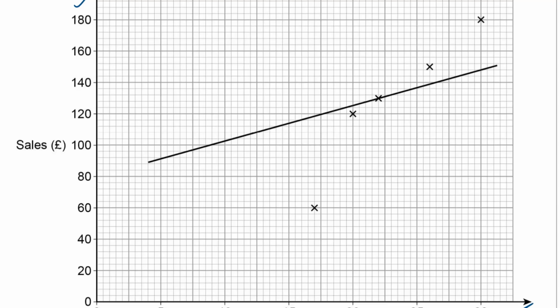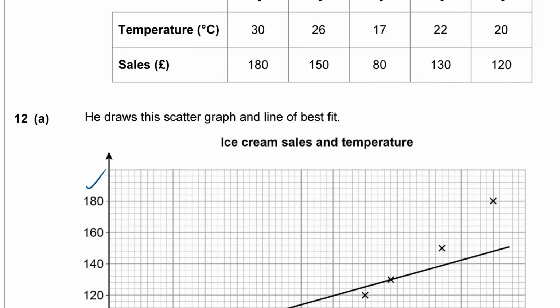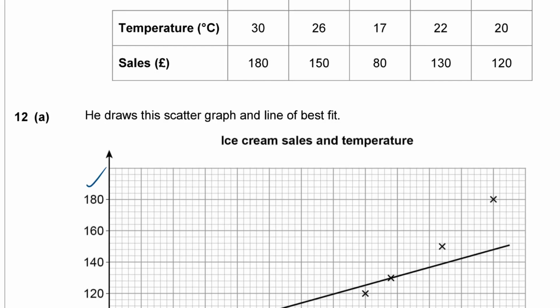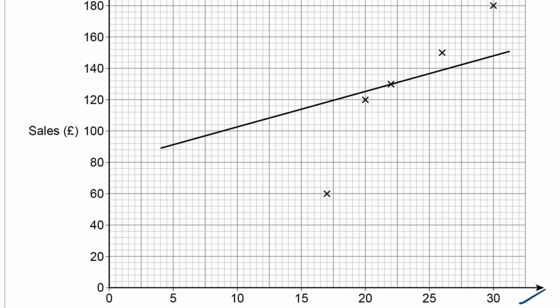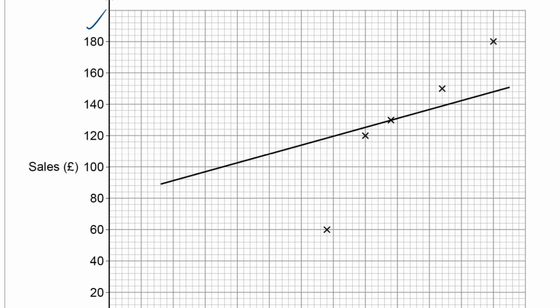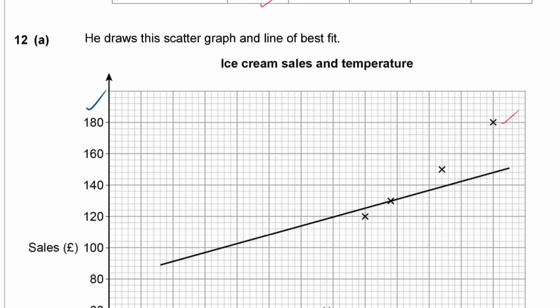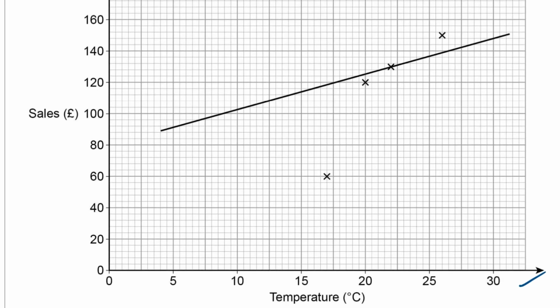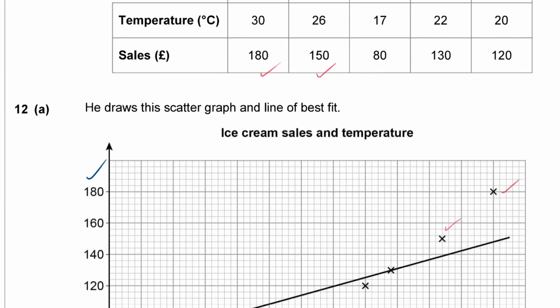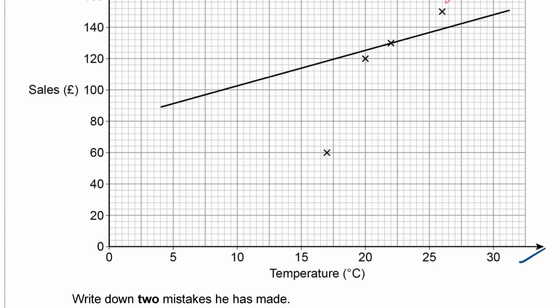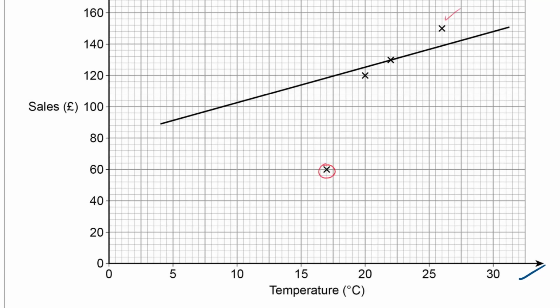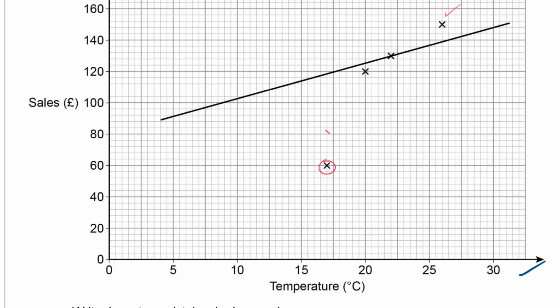Next up, has he plotted the points correctly? Let's go through and check each one. Day 1 was temperature 30, sales 180. It's that one up there. So that one seems fine. Day 2, 26 and 150. That one looks fine. Next one, 17 and 60. He's plotted that one too low, hasn't he? It should have been plotted here.